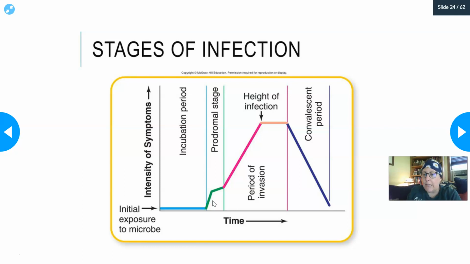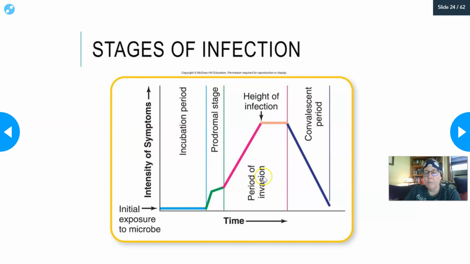Maybe you're starting to get achy or something like that. So that's the prodromal stage. Then as the symptoms intensify, you're like, oh yeah, I'm for sure sick. You're basically at the period of invasion, and then the symptoms get worse and worse and worse until you get to the height of the infection, and then they kind of level off, right?